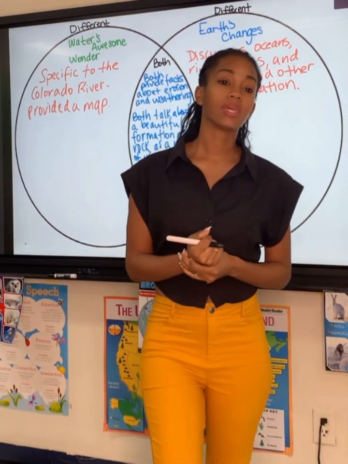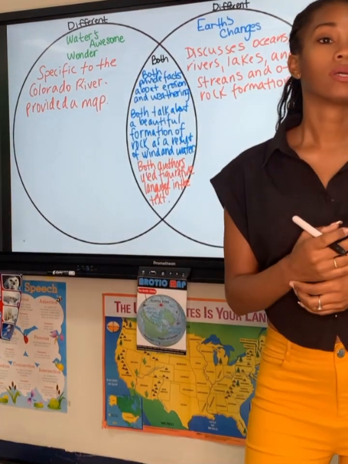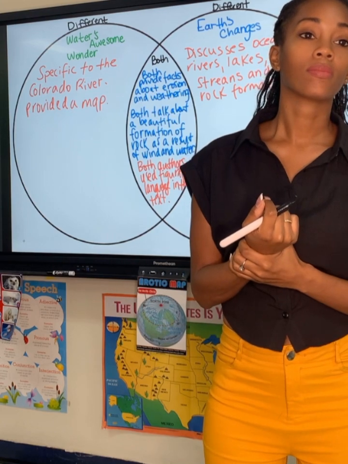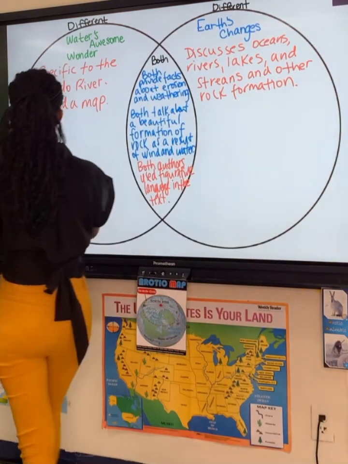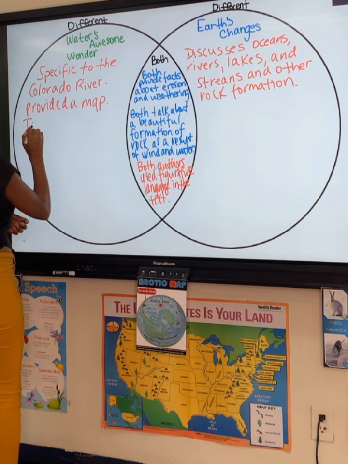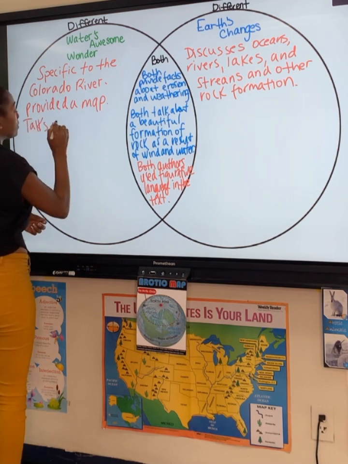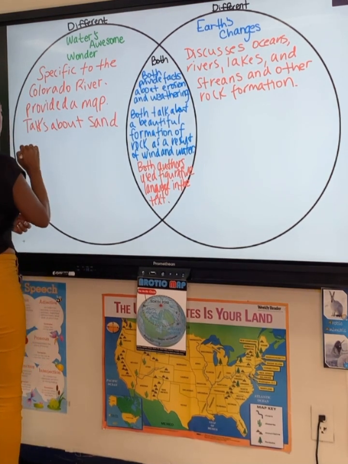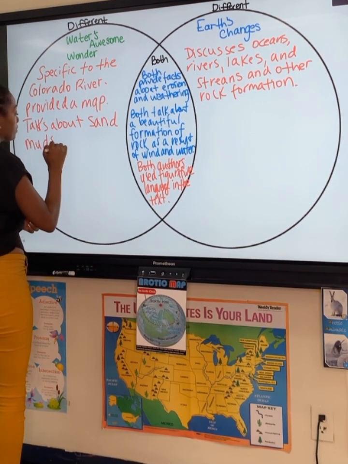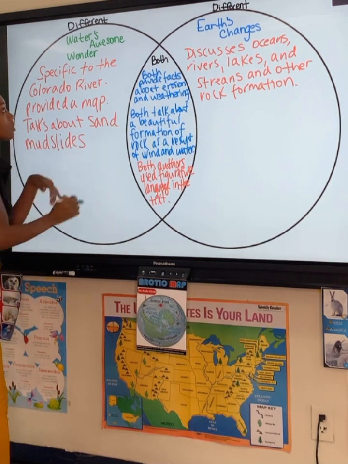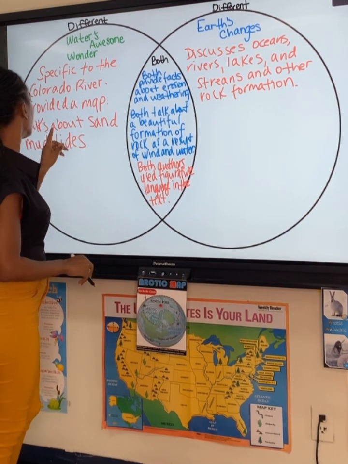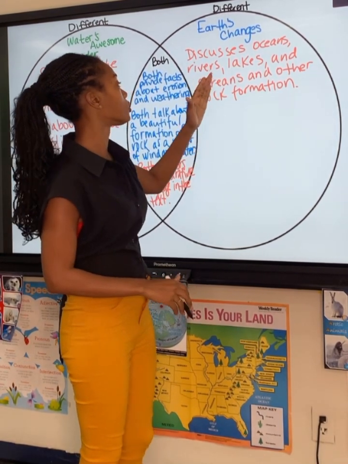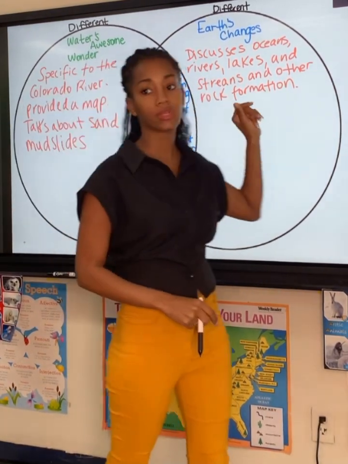So how are they different? Yes. Water's Awesome Wonder talks about sand and mudslides, and Earth Changes talks about oceans, rivers, lakes, and streams covering Earth. So in Water's Awesome Wonder, they're discussing sand and mudslides, and in Earth Changes, more so the water with the oceans, the rivers, and the lakes.